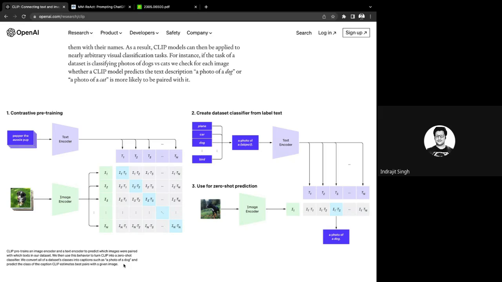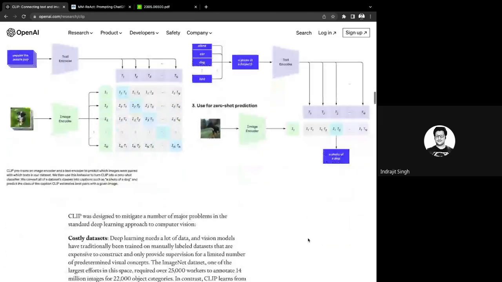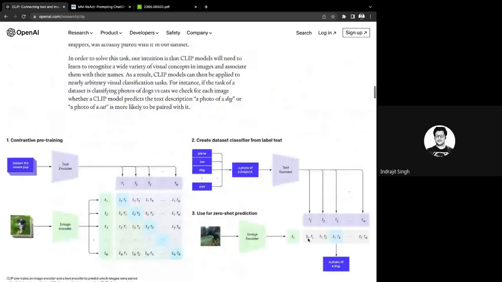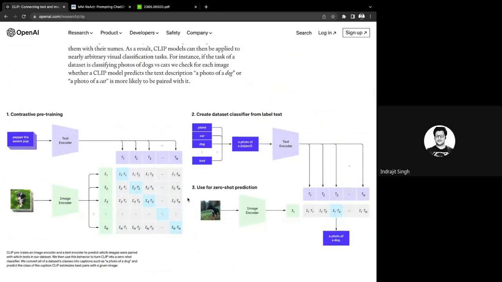Okay, so you see that there are two different types of input that go in, and then you try to basically predict from that. So if it's a photo of a dog, right, this is what is happening here. So it's a data set classifier for labeled text. Not diving into it too much, but yeah, this is what CLIP gives you an idea about.